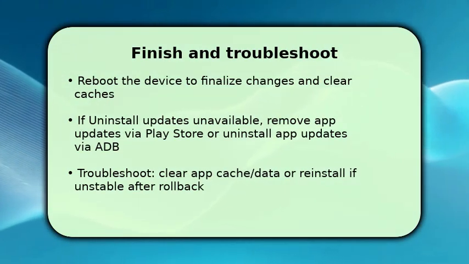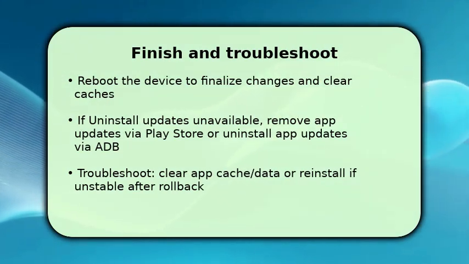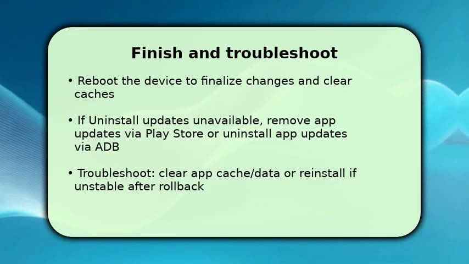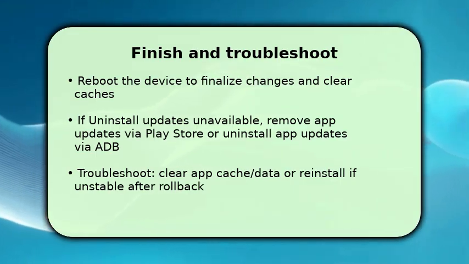If Uninstall Updates was not available, open Play Store, find the app, tap the 3 dots and choose Uninstall Updates, or use ADB with the command pm uninstall --user 0 package, only if comfortable with command line.